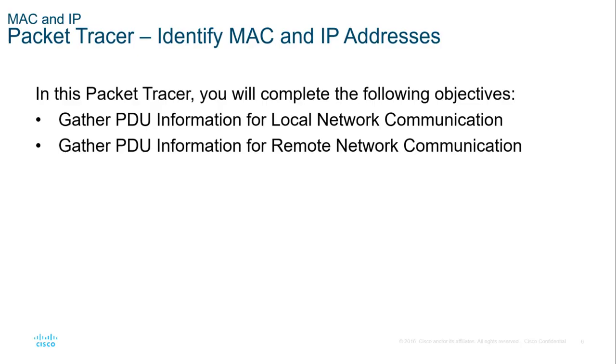So here we have Packet Tracer identifying MAC address and then IP address. In this Packet Tracer, you complete the following objectives: gather protocol data unit information from local network communication, and gather protocol data unit information from a remote network. So on the same network and then the remote network.